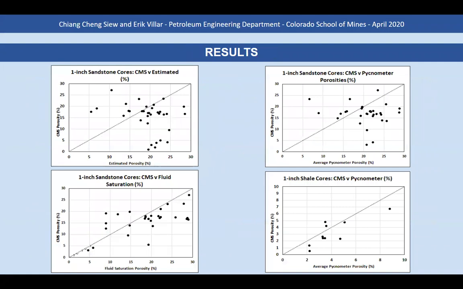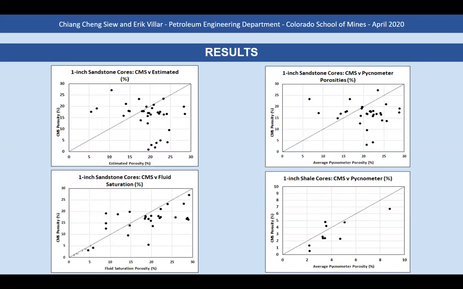These four graphs show how each porosity measurement method compared to our most trusted tool, the CMS 300. Ideally, all data points would be along the dividing line, meaning that both methods measured the same porosity. If the points are more prevalent on one side, however, then that method could be associated with a larger error. The CMS versus estimated porosity in the top left showed a moderate spread.